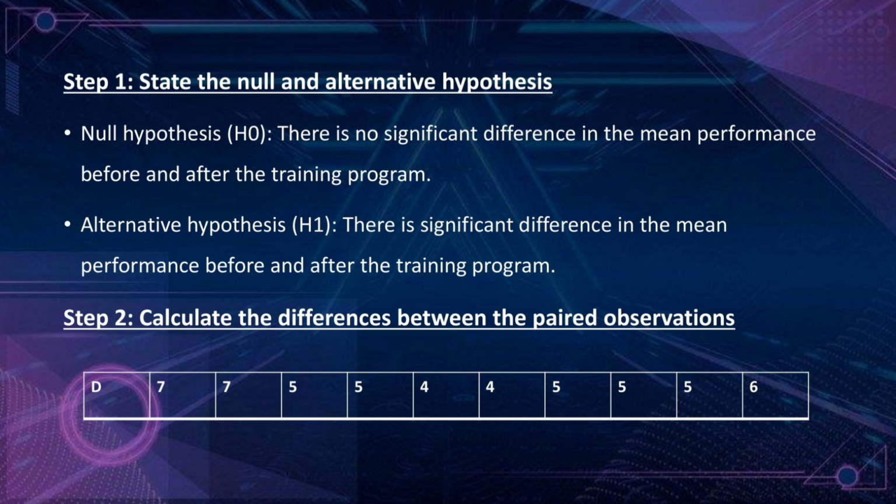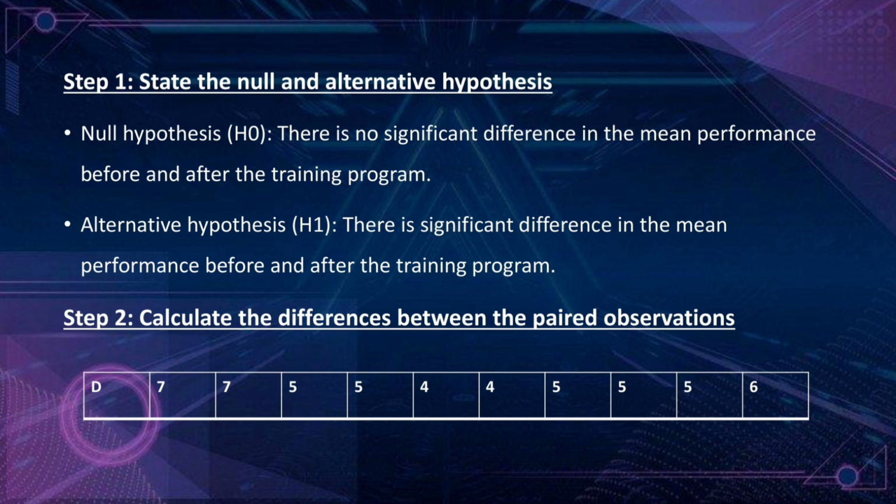Coming back to the solution, in the first step we set the null and alternative hypothesis. The null hypothesis is denoted by H0 and the alternative hypothesis is denoted by H1. The null hypothesis is that there is no significant difference in the mean performance before and after the training program, and the alternative hypothesis is that there is a significant difference in the mean performance before and after the training program.